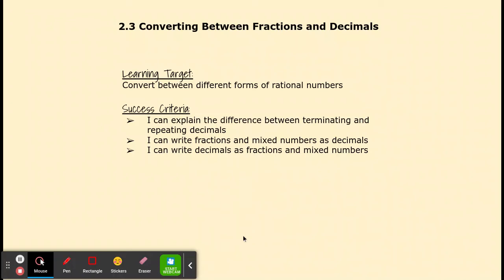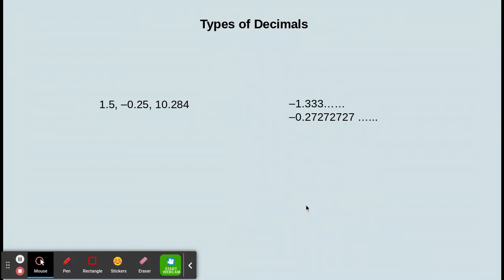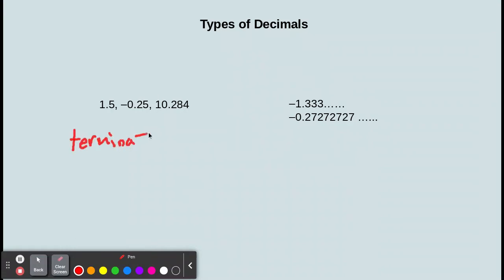2.3, converting between fractions and decimals. There are two types of decimals. Over here we have 1.5, negative 0.25, and 10.284. This type here is called terminating. It's called terminating because it has an end. It's a definite end to the decimal.